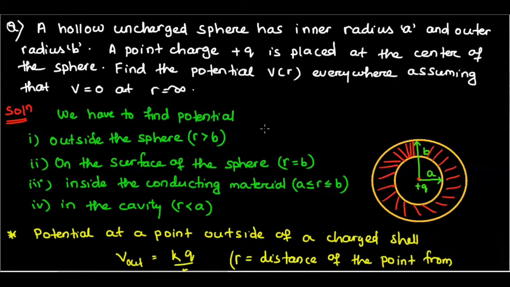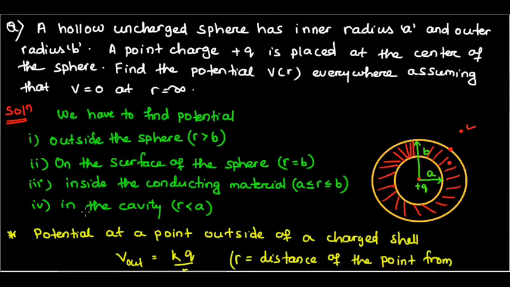So everywhere means we have to find the potential at these 4 points. The first one is outside the sphere. It means we will choose a point somewhere here which lies outside the sphere. So we have to find the potential at this point. Then we have to find the potential on the surface of the sphere. Suppose the point lies on the surface of the sphere, then what is the potential at this point? Then we have to find the potential inside the conducting material. Inside the conducting material means in between the inner sphere and the outer sphere, somewhere here.